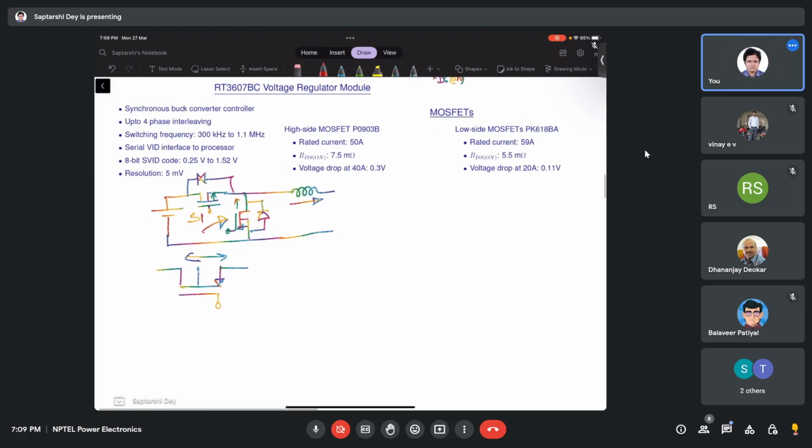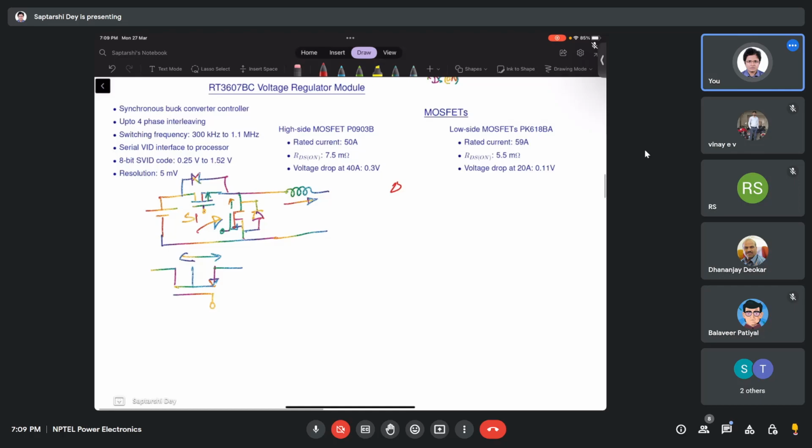Now a small thing that I said we will discuss is the DCM operation of the synchronous buck converter. For a regular buck converter, what happens? Say at some load, if you have this kind of current, then maybe at the CCM-DCM boundary you have this kind of current. But if you reduce the load even more, the current becomes discontinuous. Why so?